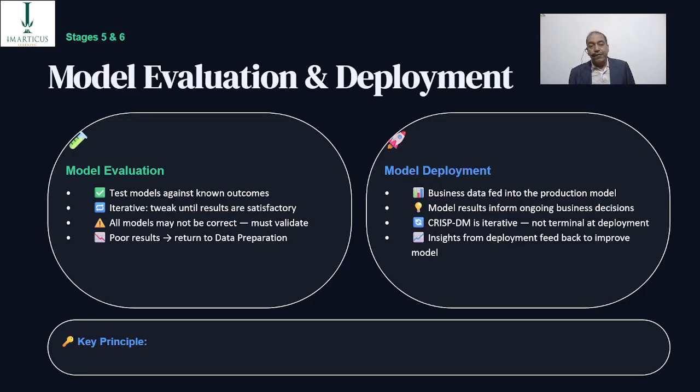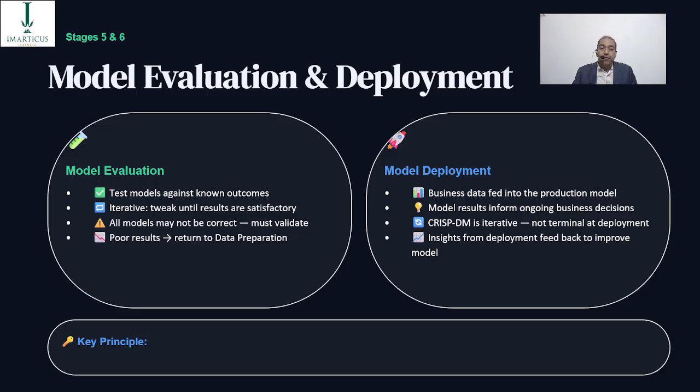Stages 5 and 6 we have taken together, that is model evaluation and model deployment. Let me reiterate the principle once again here, that the CRISP DM framework is an iterative process. Once we have generated and selected the models, we have to test the models and check whether they are effective enough to solve our current problem. Testing the models is called model evaluation.